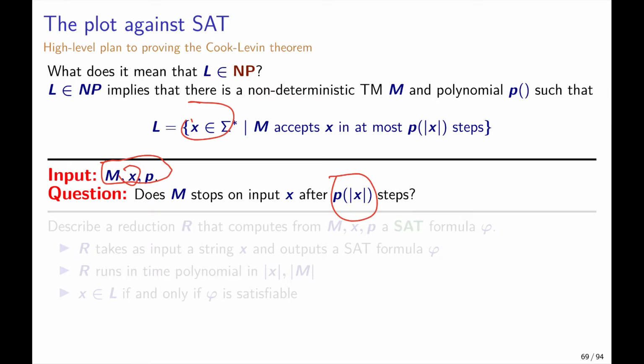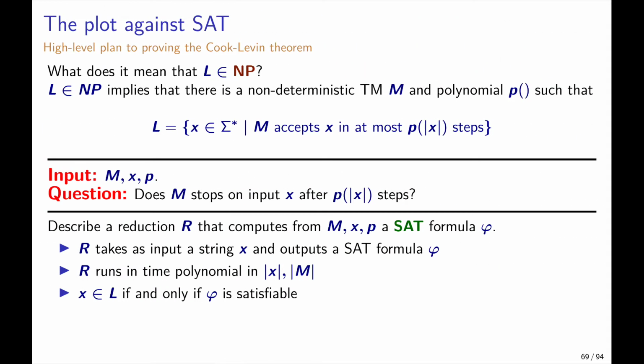The problem, of course, is that this Turing machine M here is non-deterministic. As I said, it can make choices. And that's where things become hairy, because we would like to simulate it, but take into account those non-deterministic decisions.